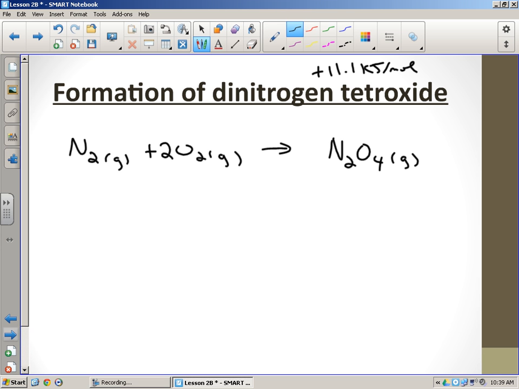Okay? Well, how many moles of dinitrogen tetroxide am I forming in this balanced chemical equation? 1, right? So I need 11.1 kilojoules for every mole that I want to make, right? I'm only making 1, so I need 11.1 kilojoules. If I'm going to do this as a term within the equation, left side or right side? What do you think? Who says left? Who says right? Who doesn't know anything?